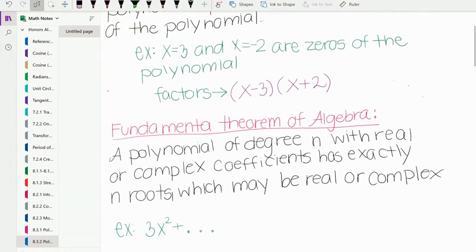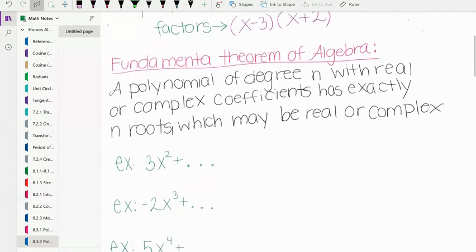The next theorem is the fundamental theorem of algebra. What this states is a polynomial of degree n with real or complex coefficients has exactly n roots, which may be real or complex. So this is something that we've already been using. For example, if we have a 5th degree polynomial, then it obviously will have 5 roots. And so it has a capacity to go through the x-axis 5 times, but it might not if it has imaginary roots. So again, the degree of the polynomial tells you the number of roots.